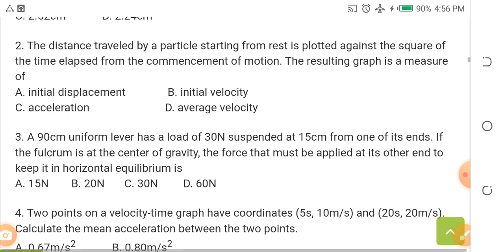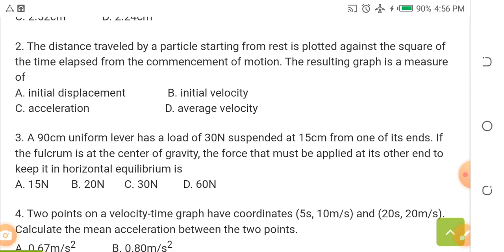A, initial displacement. B, initial velocity. C, acceleration. D, average velocity. The answer is C. The graph is a measure of acceleration.